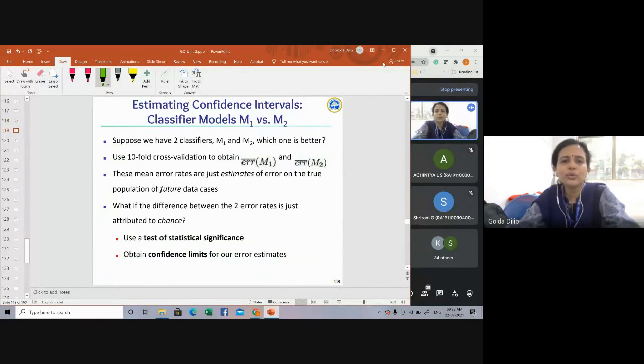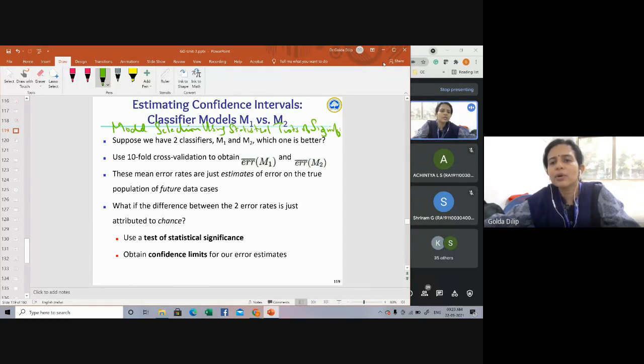Next, coming to estimating confidence intervals. We are actually discussing model selection. You can see confidence and statistical significance tests coming up. So it's all about model selection using statistical tests of significance. You have the statistical significance and confidence limits coming up here. You can go through whatever is mentioned here.